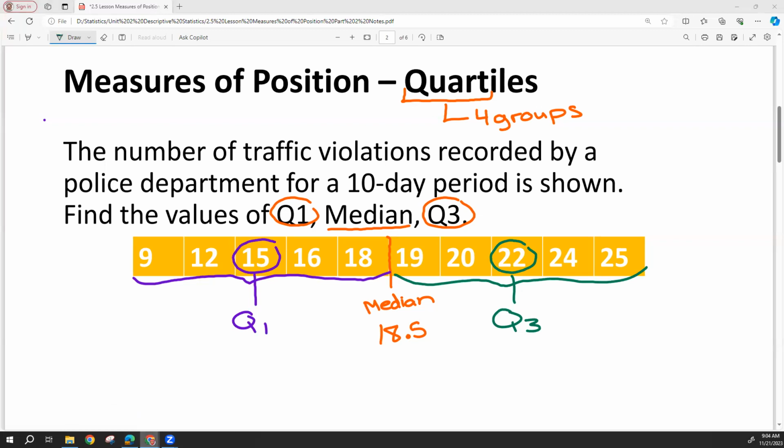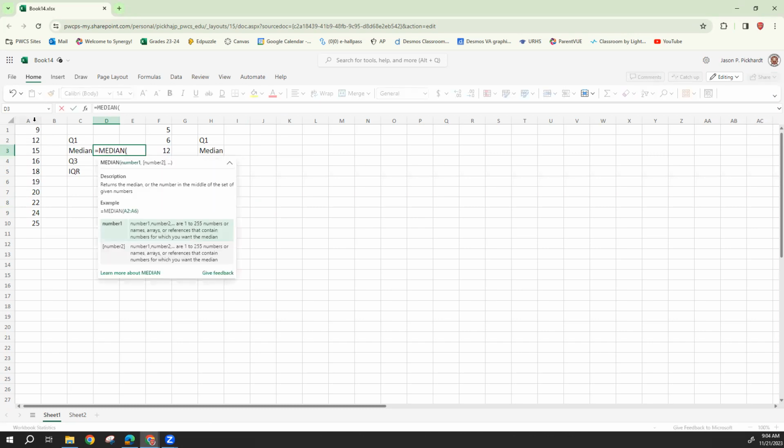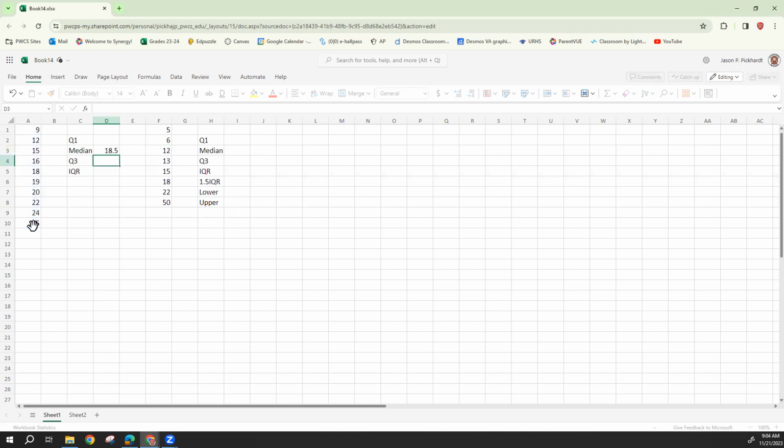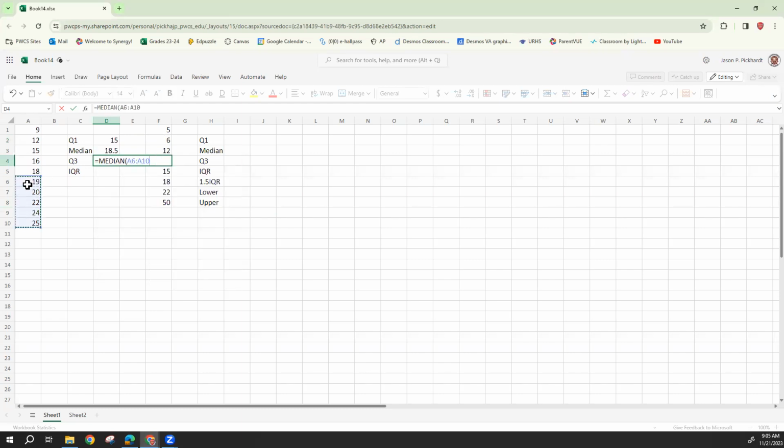And we can calculate that using Excel if we want to. So here we have the data set. We can find the median. We can say equals median of these data points. And there we get our 18.5. For Q1, we can say equals median and then take the median of our lower half of the data. It's those 5 data points. Q3, we can say give us the median of the upper half of the data. And there we have the same values.